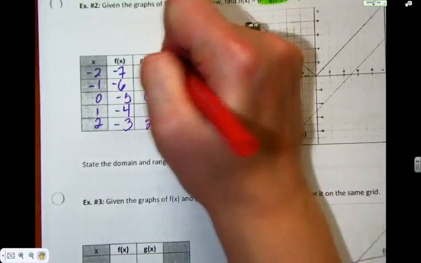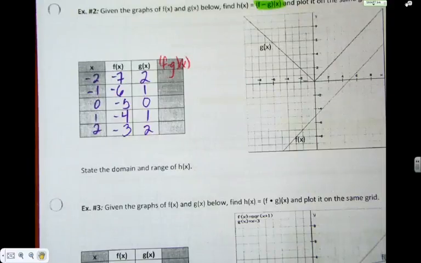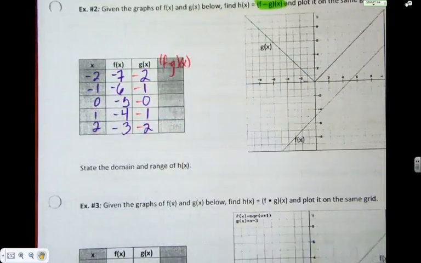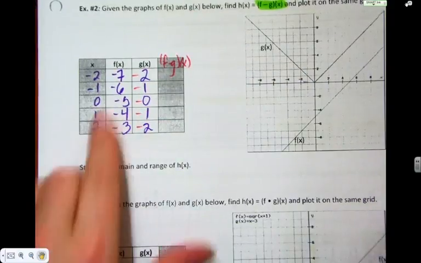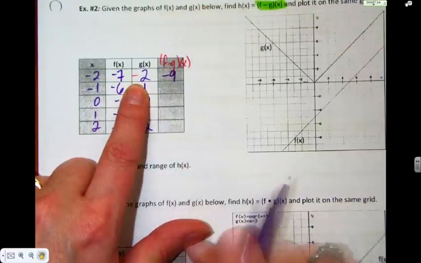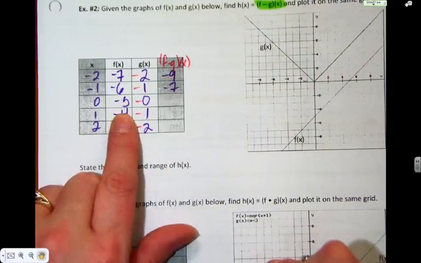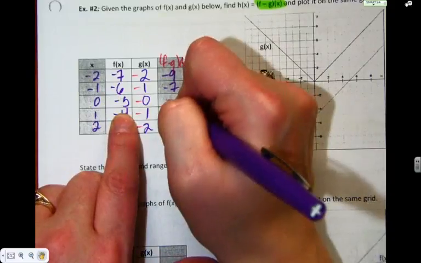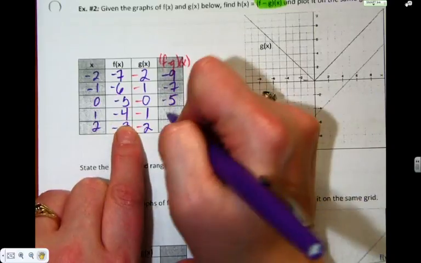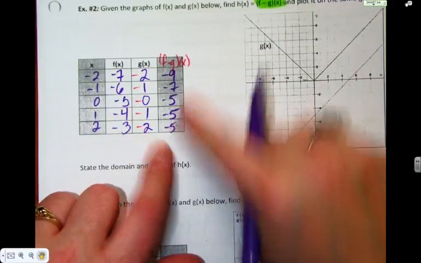Okay, top of this column is just what we're doing, and the reason I left it blank is so your brain actually stops and looks for the question, what we're doing. Okay, so we're minusing, so we're going to put a minus in front of all of these guys. Okay, so -7, -2. -6, -1. -5, -0. -4, -1. -3, -2. That's interesting. Okay.